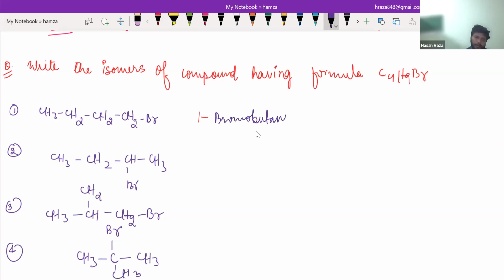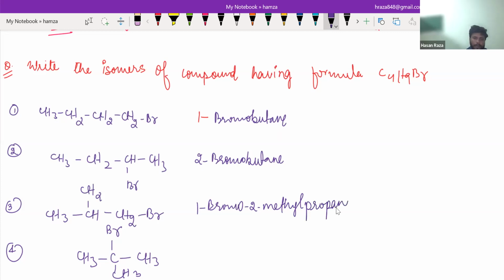1-bromobutane, 2-bromobutane, 1-bromo-2-methylpropane. Third one, 2-bromo-2-methylpropane. So it's very easy, I think.